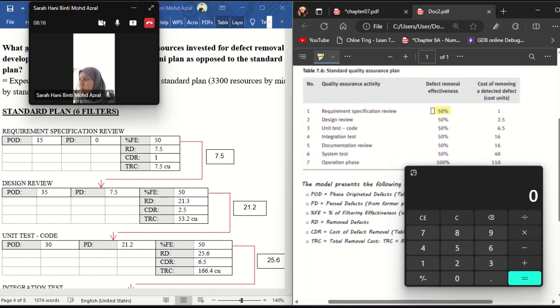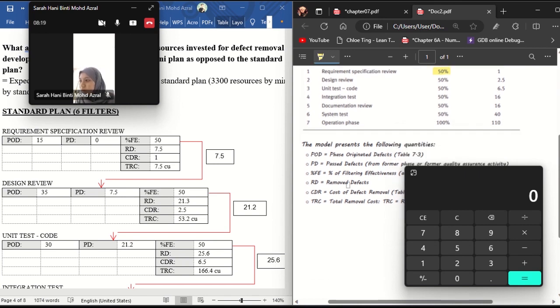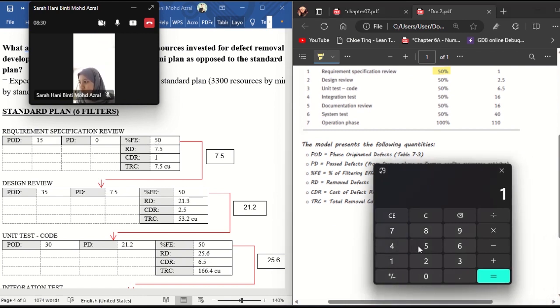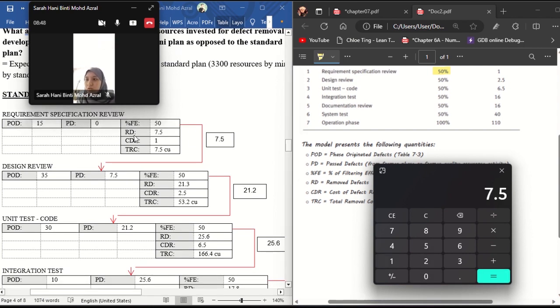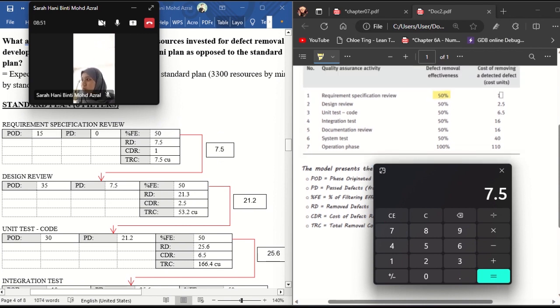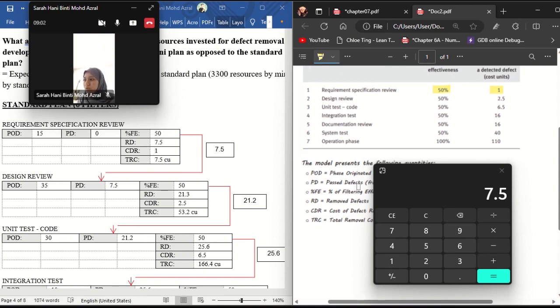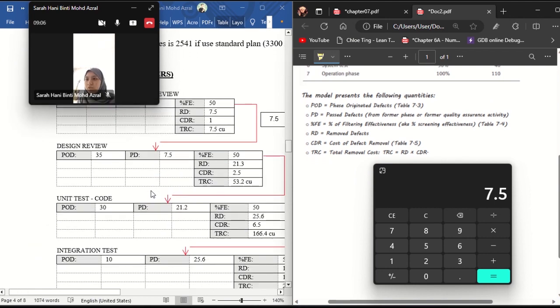So what is RD? RD is the remove defect. So how do we get the remove defect? You total up the POD and the PD, and then you multiply it by 50. So 15 plus 0 is still 15, and you multiply it with 50, divide by 100, you get 7.5. And that's how you get the remove defect. And the CDR, which is given, is 1. So you will have to multiply the RD with the CDR, then you get the TRC, which is the total removal cost.